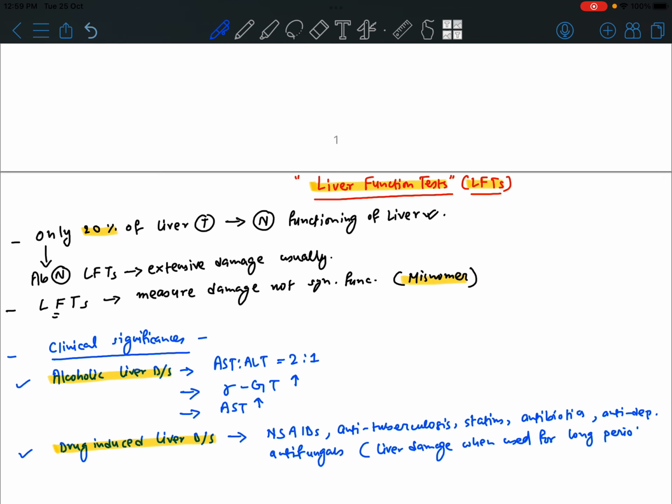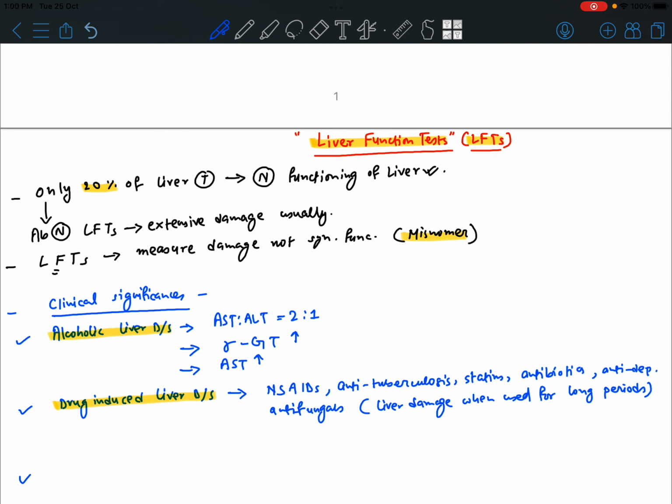This damage can again be of two types. They can be acute hepatocellular damage as well as acute cholestatic liver damage. The third kind of reason we do these LFTs is to catch infections which are causing liver disease. Infections causing liver disease, what comes to our head? Obviously viral hepatitis.